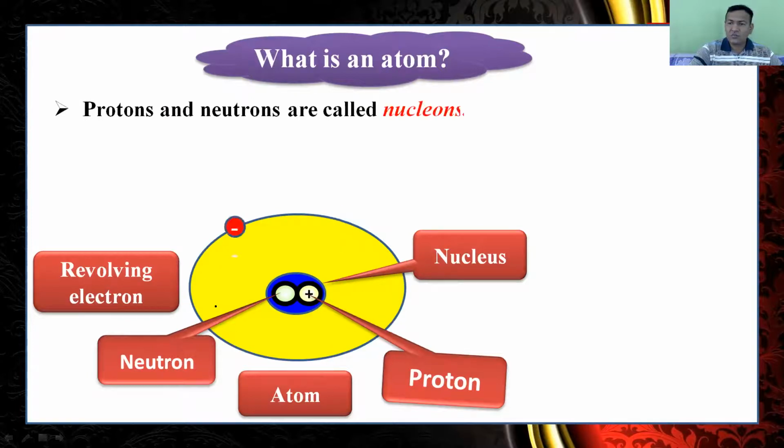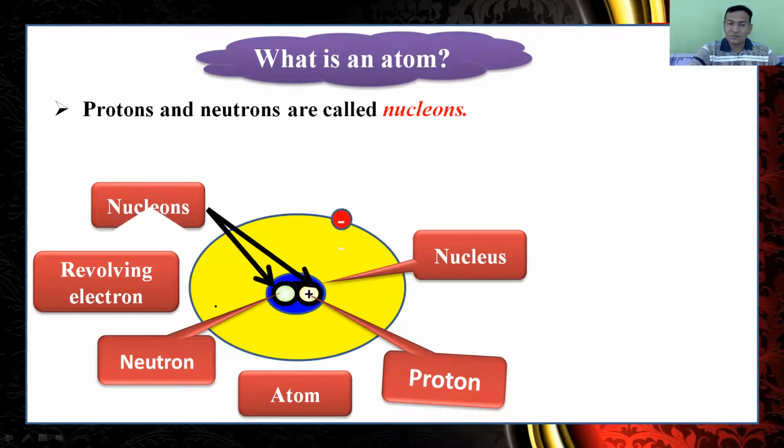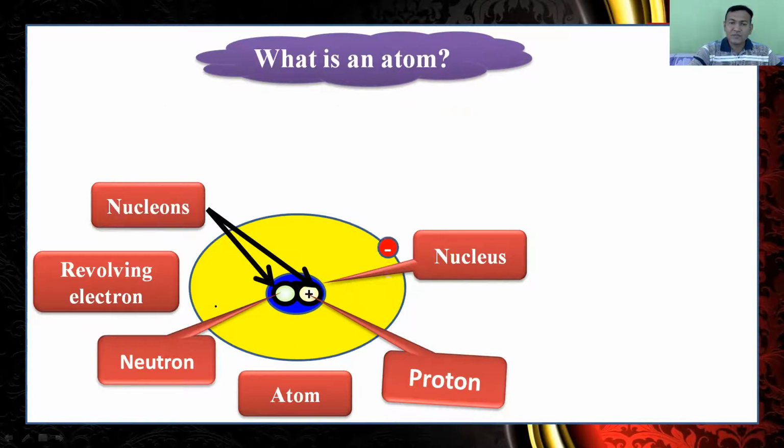So this is all what we have discussed, just for reminder purpose or for revision purpose. So total protons and neutrons are called nucleons. In simple way, the nucleus, but the proper word is nucleon. Right? So this is the nucleon.